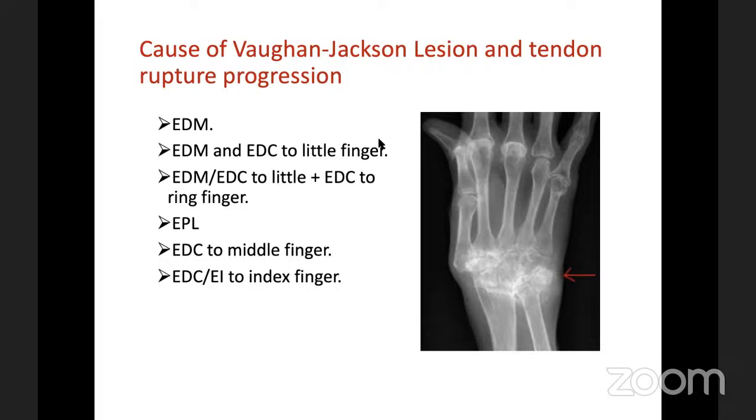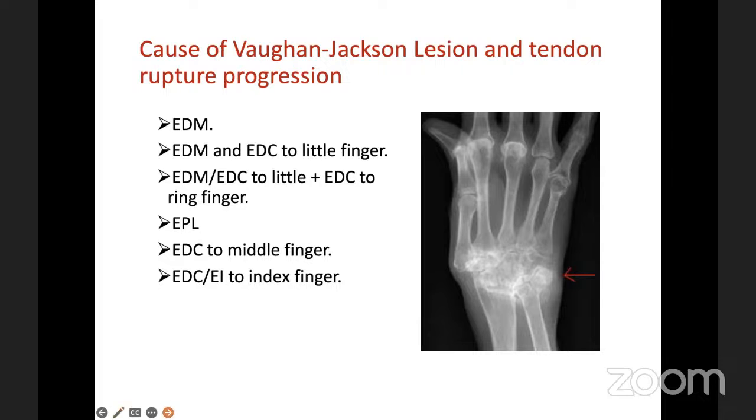So guys, we were talking about the order of tendon rupture progression. As I was saying, start with the little finger EDMs, then EDM and EDC to little finger, then EDC to ring finger. Then before the middle finger is the EPL to the thumb, which goes around the eroded Lister's tubercle. Important to remember. Then the EDC to middle finger, and finally EDC and EI to the index finger.